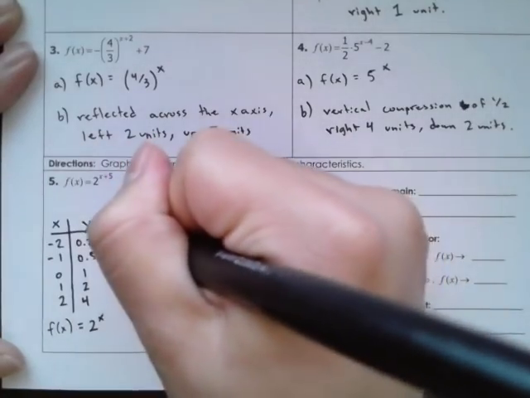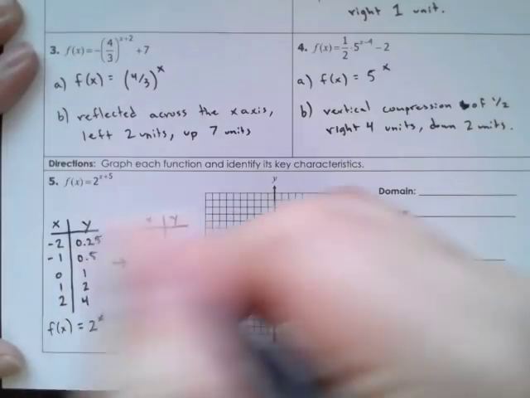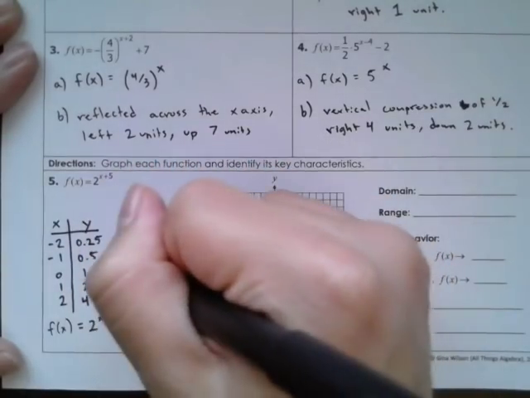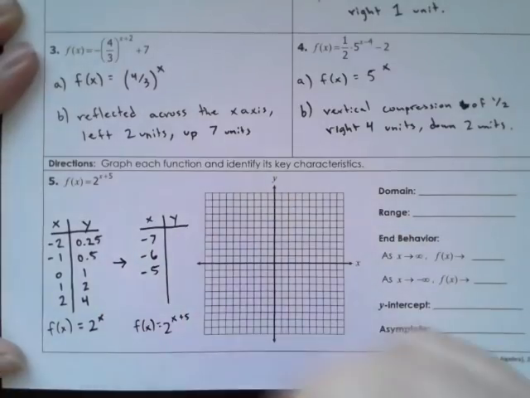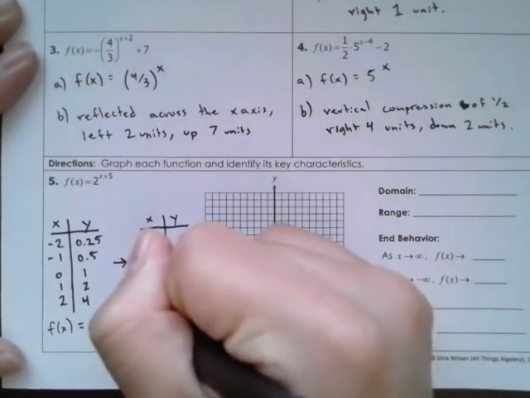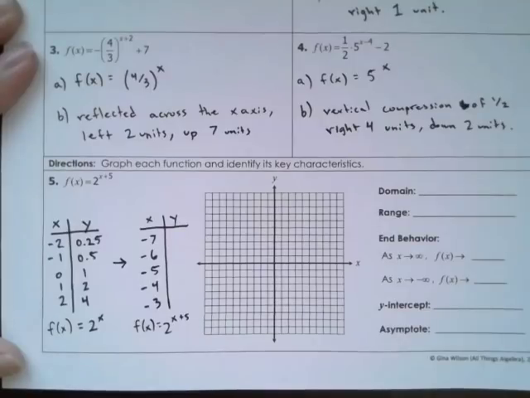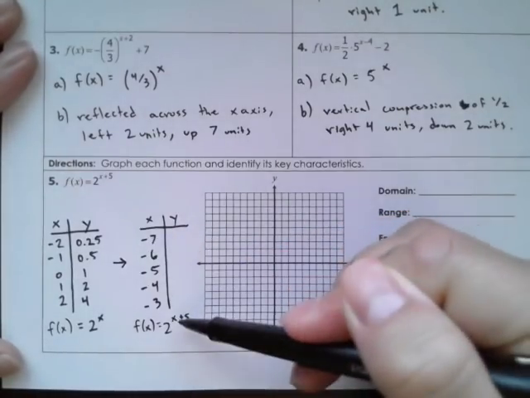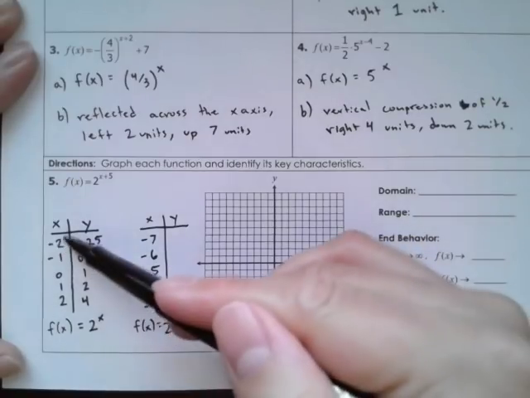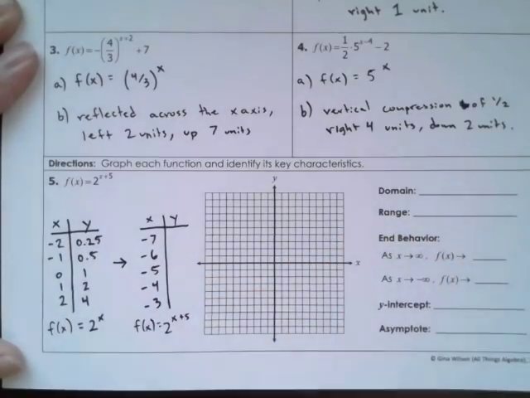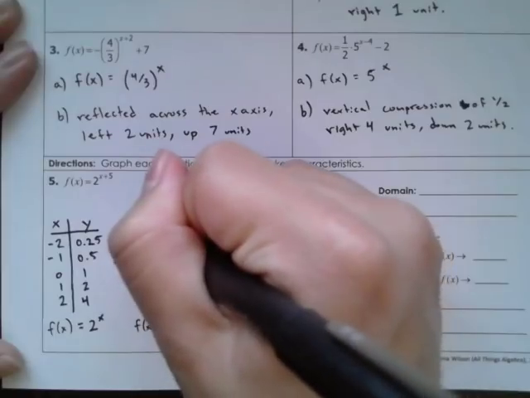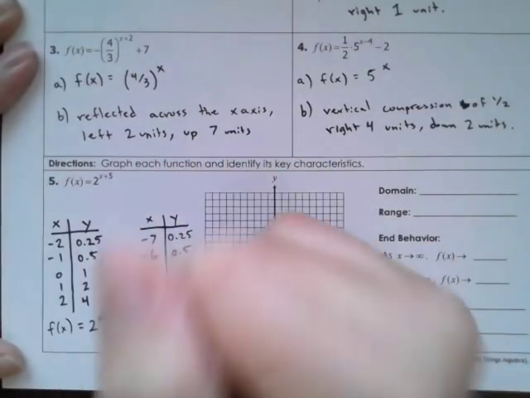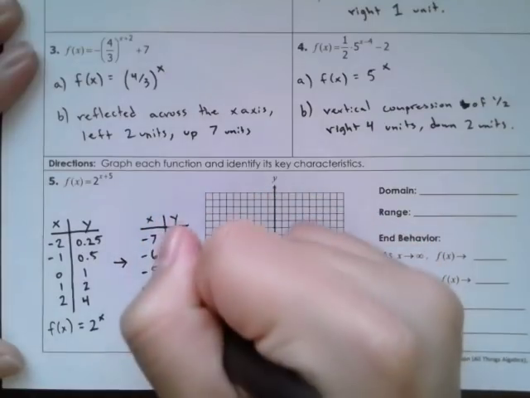Negative 2 minus 5, I get negative 7. Negative 1 minus 5, I get negative 6. 0 minus 5 is negative 5. Negative 4, negative 3. Okay, my y does not change. And you can plug these in here, and if you do, you're still going to get the same value from here. So you'll see that your y values do not change. So I have 0.25, 0.5, 1, 2, and 4.